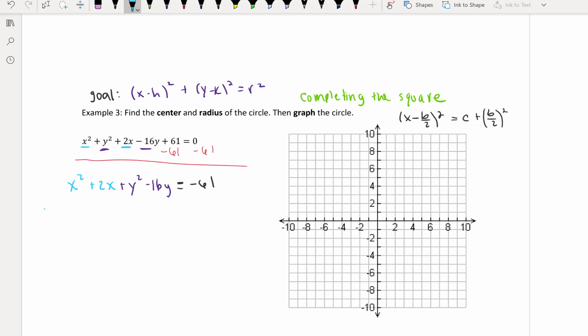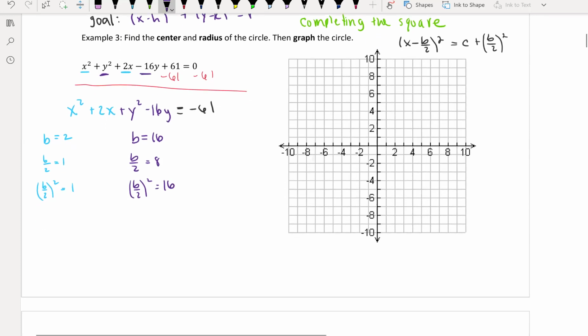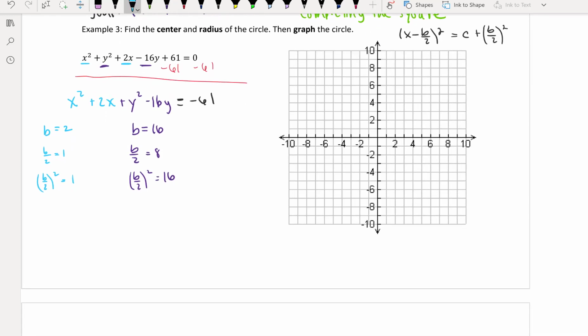So then here, my b value for the x's is 2. So when I do b divided by 2, well, 2 divided by 2 is 1. And if I were to square that, 1 times 1 is 1. And if I do that for my y values, I have a 16. So 16 divided by 2 would give me an 8. And if I were to square that, that would give me a 16.